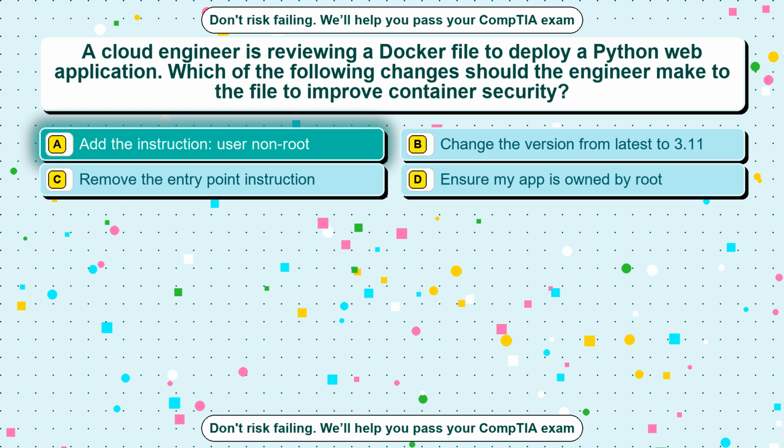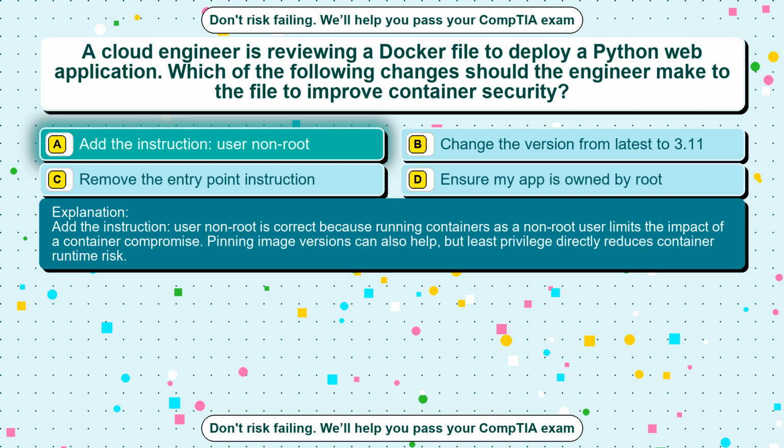Add the instruction USER non-root. Add the instruction USER non-root is correct because running containers as a non-root user limits the impact of a container compromise. Pinning image versions can also help, but least privilege directly reduces container runtime risk.